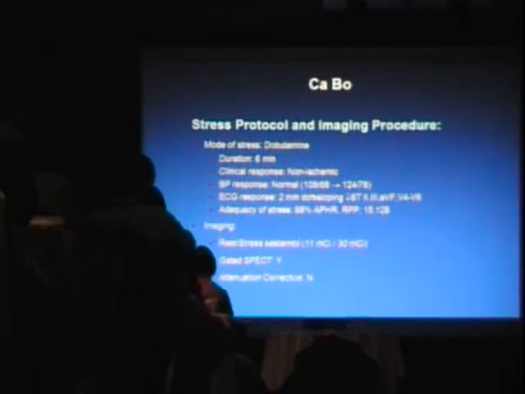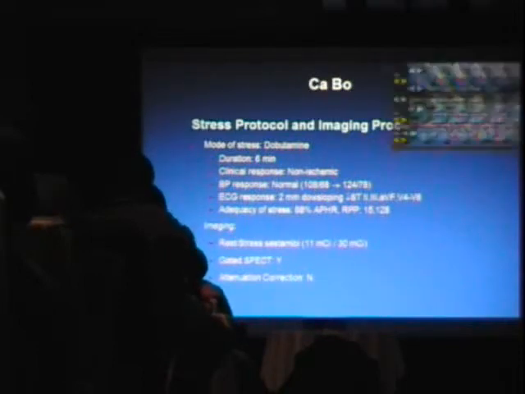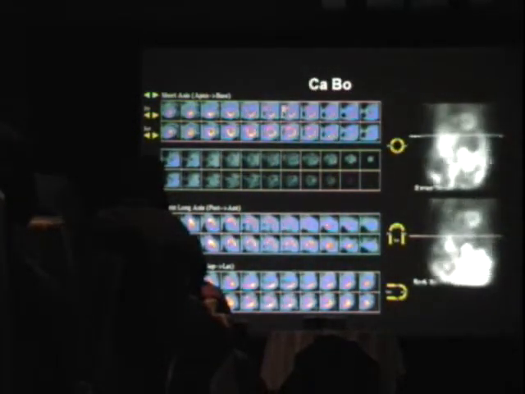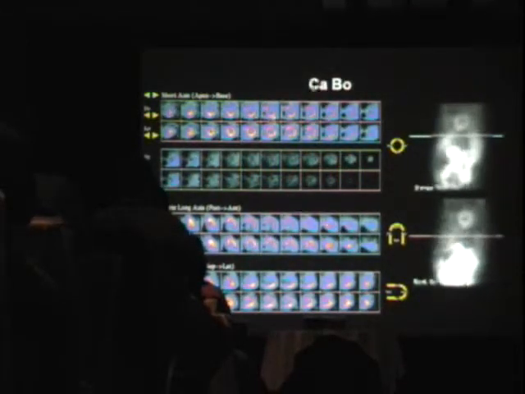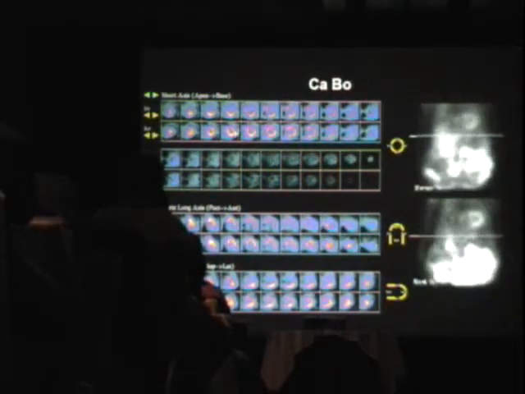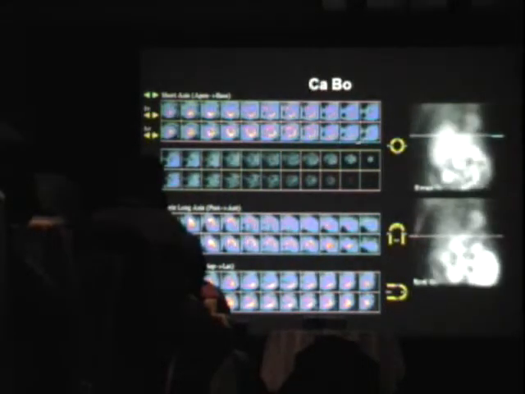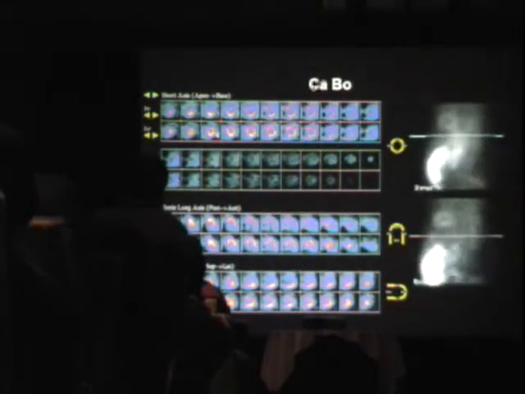And he did a dobutamine. The patient dropped the ST segment during the dobutamine infusion, even though the patient had no chest pain, just dyspnea. And these are the scans in this patient. You see a large area of ischemia in the anterior and anterolateral walls. There's a change in cavity size. You see that the cavity gets bigger with the stress. So all signs of significant ischemia.